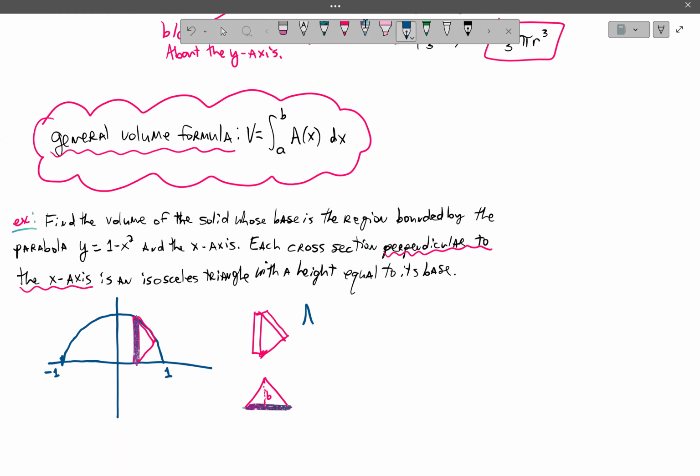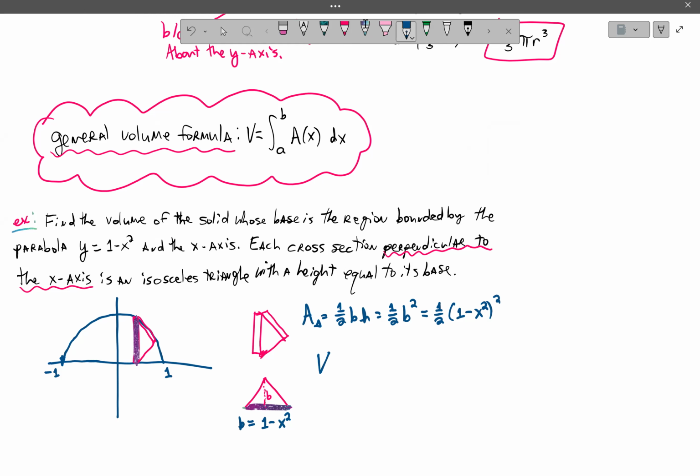So the area of my triangle here is equal to 1/2 base times height, but because we know base is equal to height, that's the same thing as 1/2 base squared. So really, we only need to know what is that length right there. And that is the distance between the x-axis and the curve, which is really just the curve itself. So my base here then is just equal to 1 minus x squared. So then if I go back up here to get my area of a triangle, that's going to be 1/2 times 1 minus x squared squared.